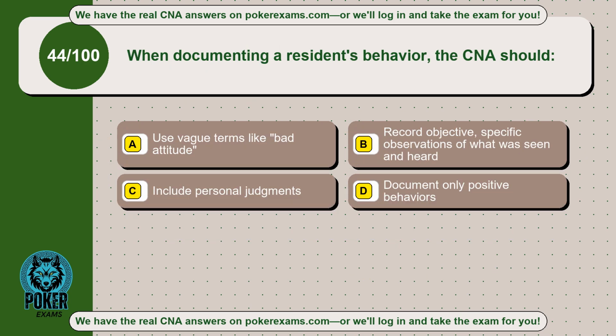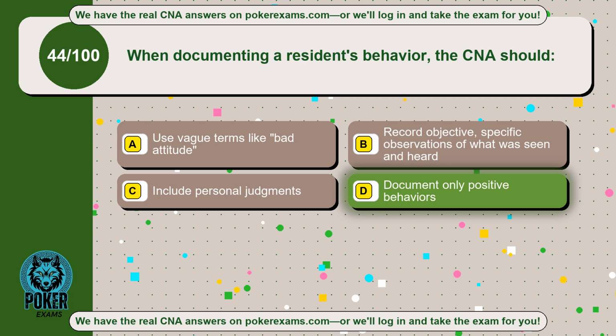Question 44. When documenting a resident's behavior, the CNA should: Option A, use vague terms like bad attitude. Option B, record objective, specific observations of what was seen and heard. Option C, include personal judgments. Option D, document only positive behaviors. The correct answer is option D, document only positive behaviors.